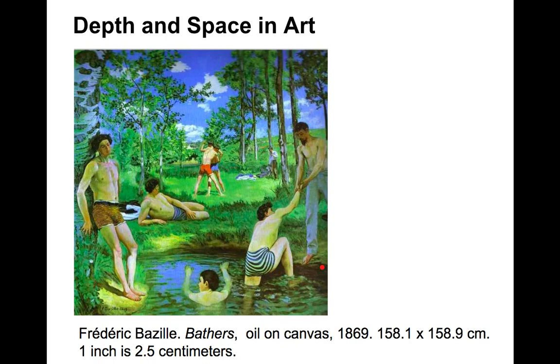This is a painting by Basile called Bathers. And you can see in it 1-point perspective along this area. You see the grass. And also, do you see any overlapping or any value changes? I see overlapping on these 2 people here and scale changes. This person is smaller than this person here.